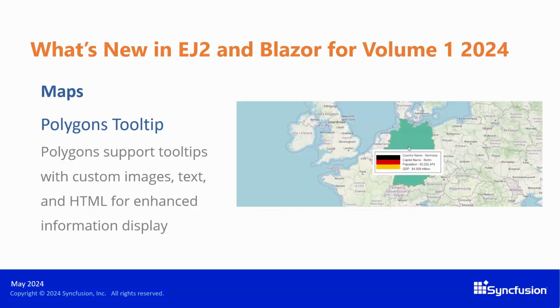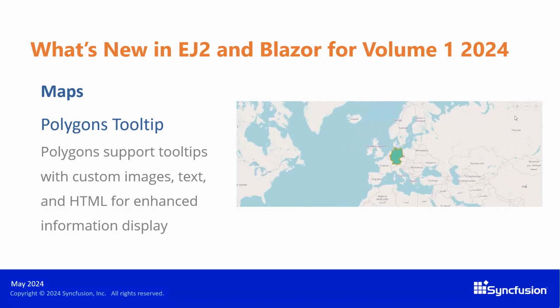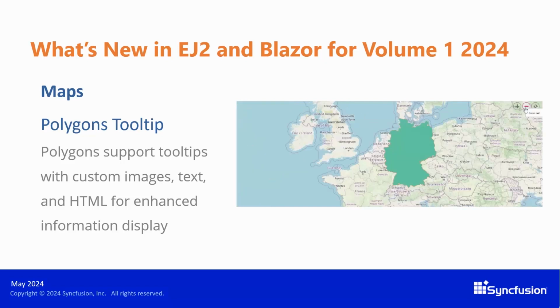The next update is in the Maps component. Now we have provided tooltip support for polygons. Tooltips and tooltip templates can be displayed for polygon shapes. These tooltip templates can contain custom items such as images, text, and HTML elements.